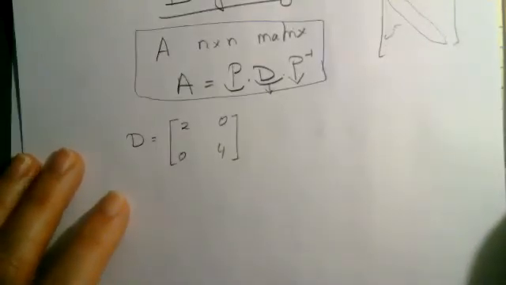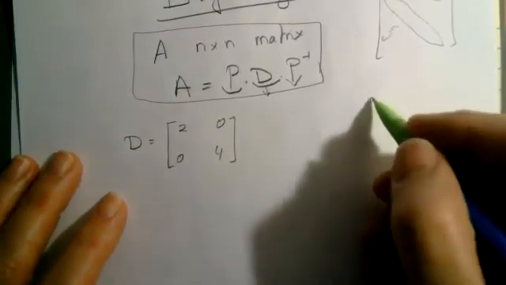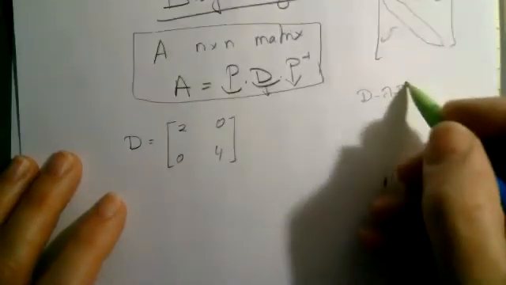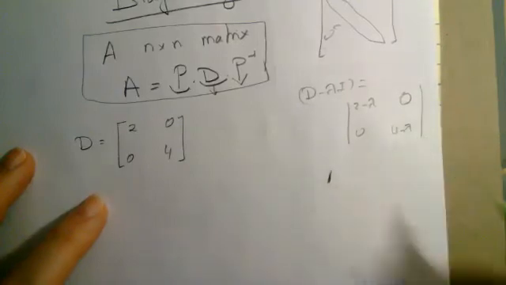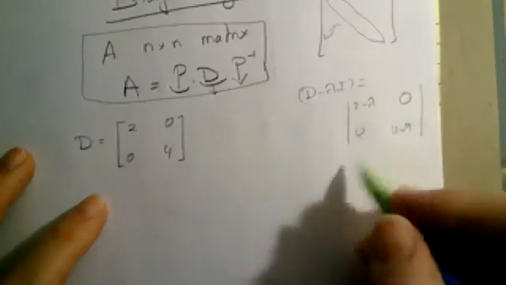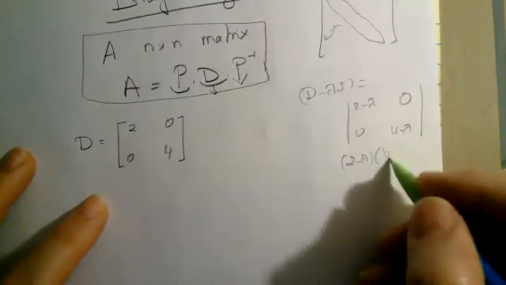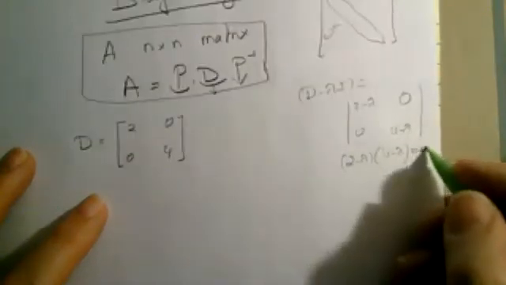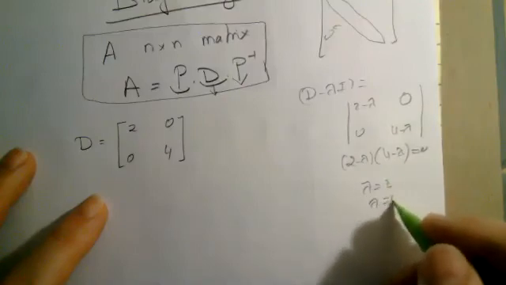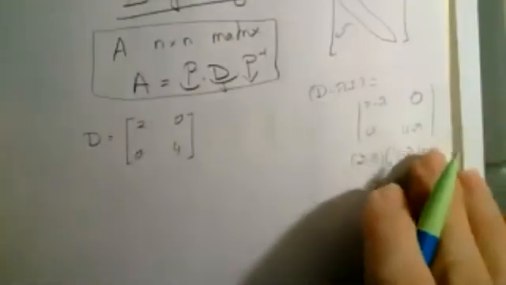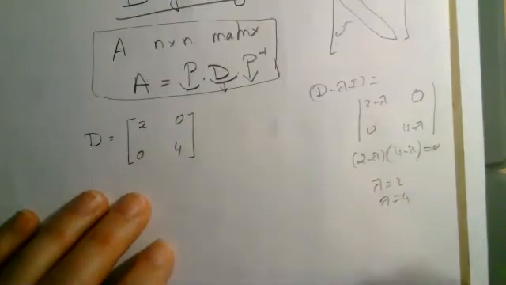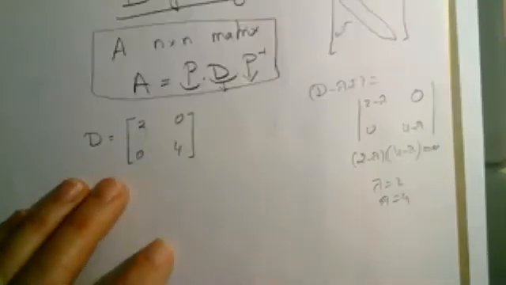Exactly, 2 and 4. Because when you compute the determinant, you get 2 minus lambda, 0, 0, 4 minus lambda. The determinant is going to be the product, equal to 0. Lambda is 2, lambda is 4. So diagonal matrices are really the easiest matrices to work with. First, you can immediately just spot their eigenvalues. They're going to be 2 and 4.